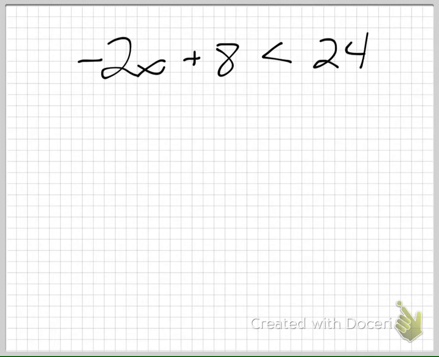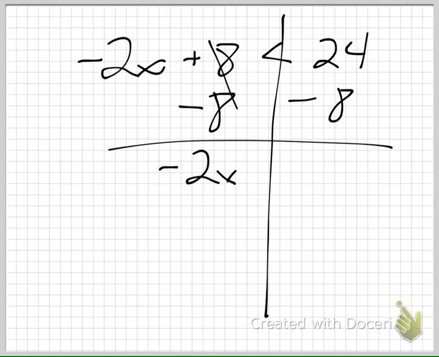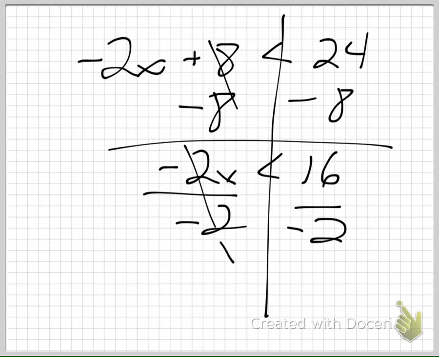Okay, here we go. First thing we do is line down the inequality. Now what? Minus 8, that gives us negative 2x is less than 16. Now what? Divide by negative 2, divide by negative 2. This is x is less than negative 8, right? No. What's the rule?